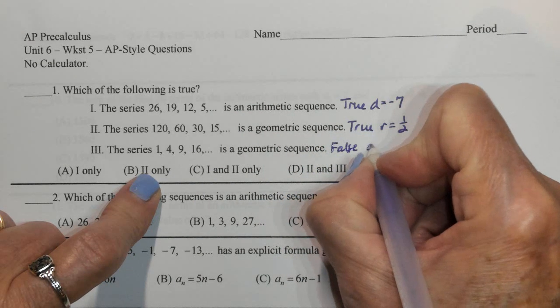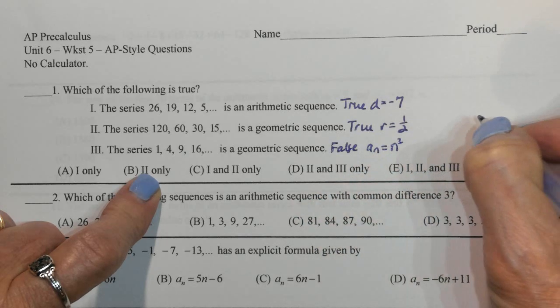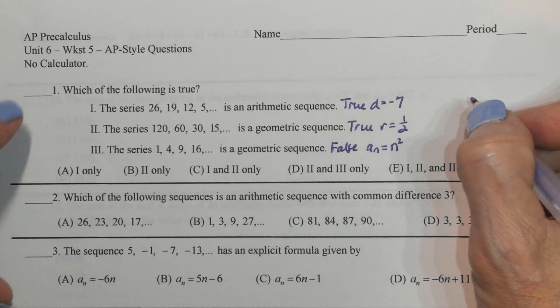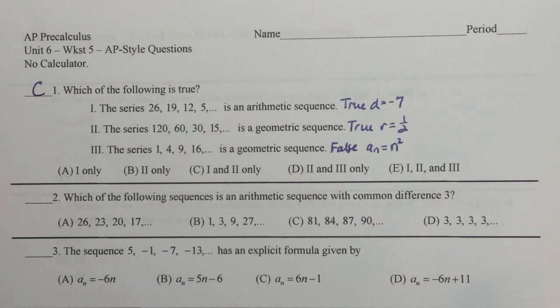If I were writing an a sub n formula for that, I would write that as n squared. Not geometric, not arithmetic. It's just a different series. So the only two that are true are 1 and 2. So the answer there would be C.